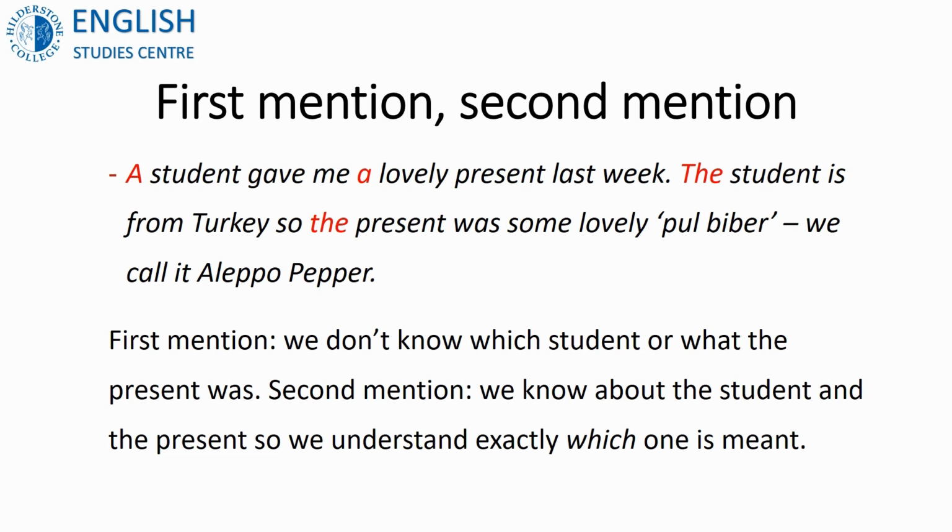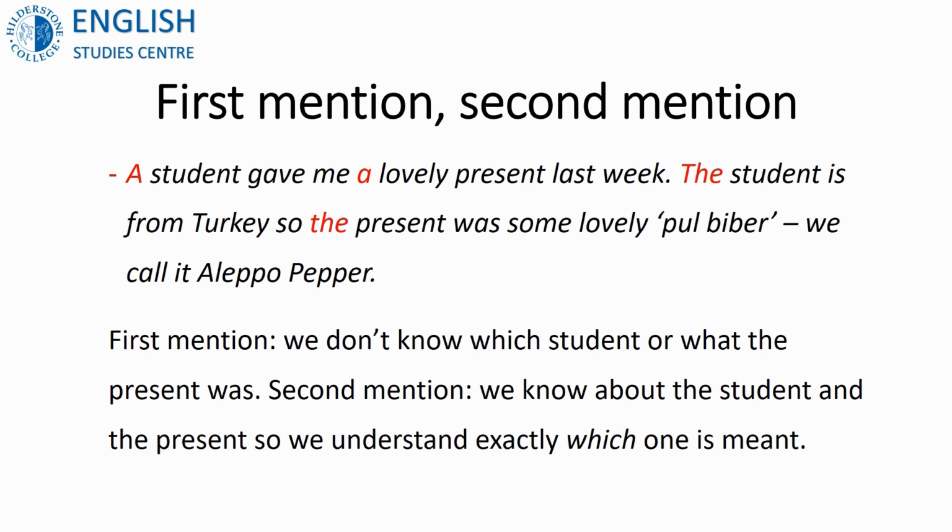So there, in the first mention, we don't know which student or what the present was. But when I give a bit more detail, I explain that the student is from Turkey, so that's more specific. And I also explain the present. So the first time we mention students and presents, we use a. The second time, though, we use the.